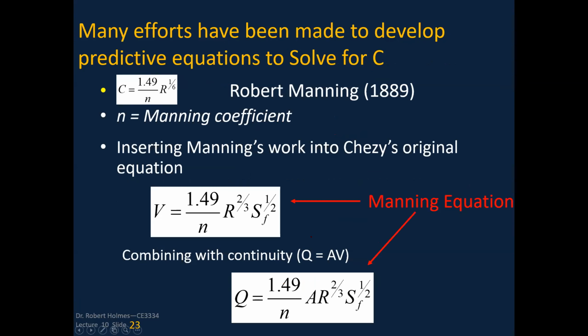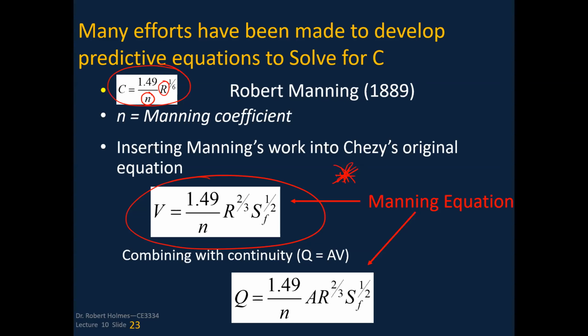Now, there was a guy named Robert Manning. He was an Irish engineer. He did a lot of work, and he was trying to come up with a way to characterize C. He basically said that his Chezy C values were 1.49 over the roughness, known as the Manning coefficient, times the hydraulic radius to the 1/6. If I plug that into Chezy's equation, we end up getting this form right here. This is the well-known Manning equation. You need to remember this. You need to star this because we're going to use that a lot.